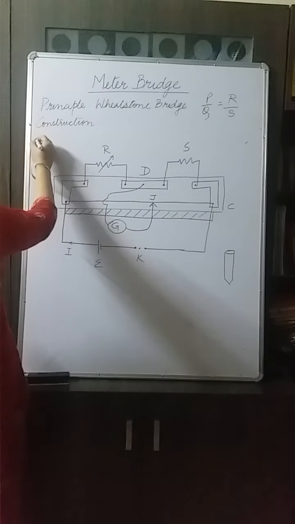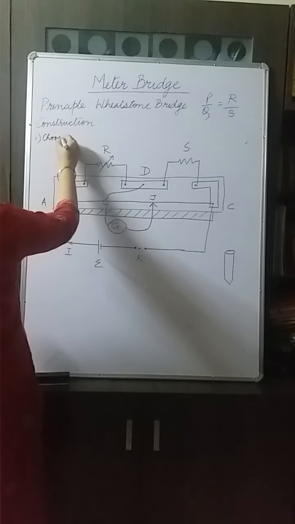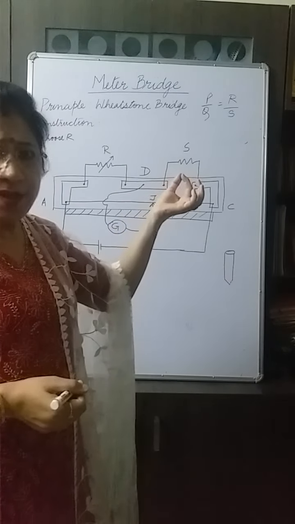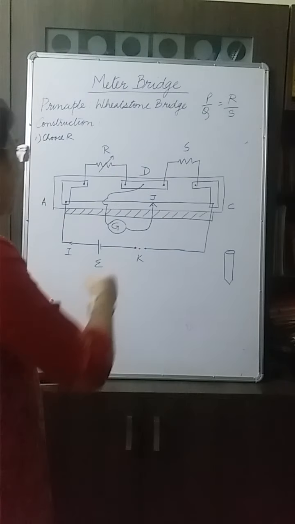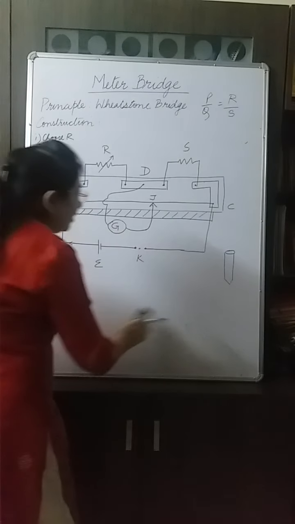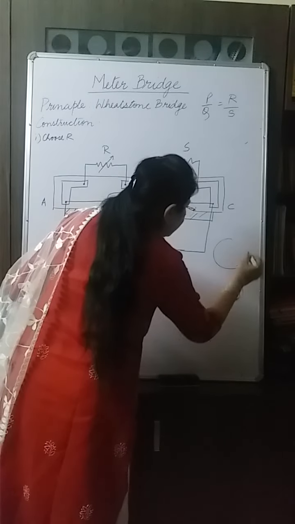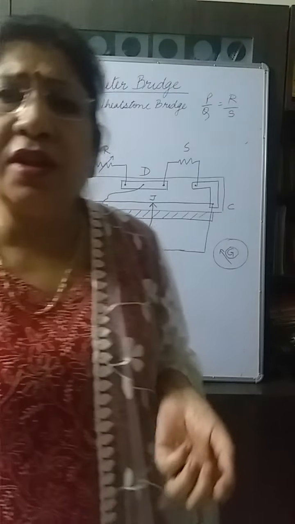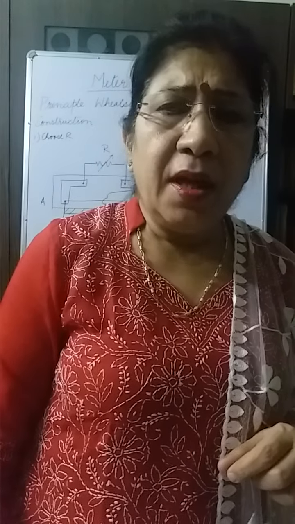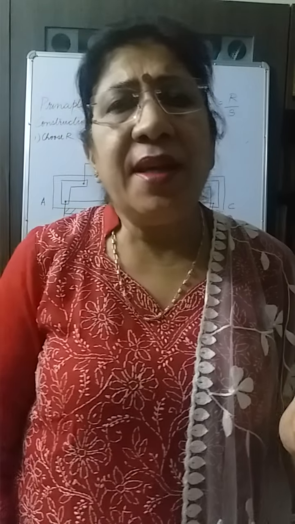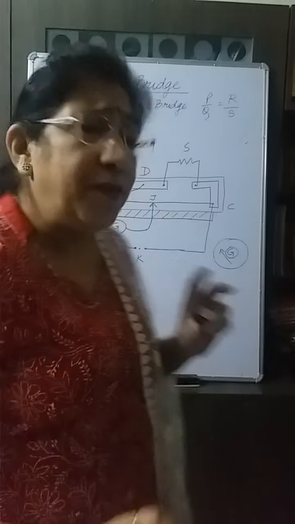So the first step is that we choose a value of R. After that, we pick up the jockey, since it is a free end, and connect it at A. When we connect it at A, we will see that in the galvanometer there is a deflection. Say the deflection is on the left hand side. It is not important that the deflection is on the left hand side, it can be on either side. For this instance, let me say the deflection is on the left hand side.